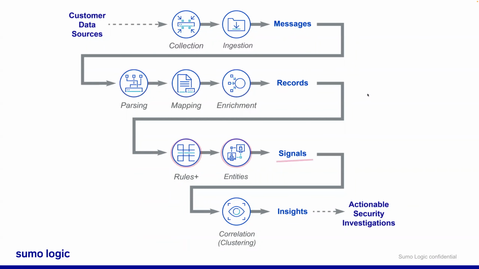As we really focused on yesterday, this is where we jumped in. Once we have these records, those records are compared to rules. If a rule is triggered, the entity is extracted, a severity score is assigned, and a signal is created. Then if enough signals with the same entity cluster together, they become an insight.